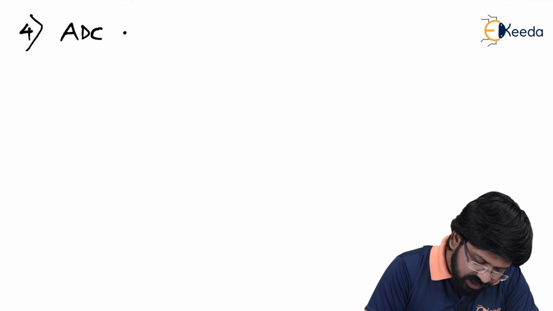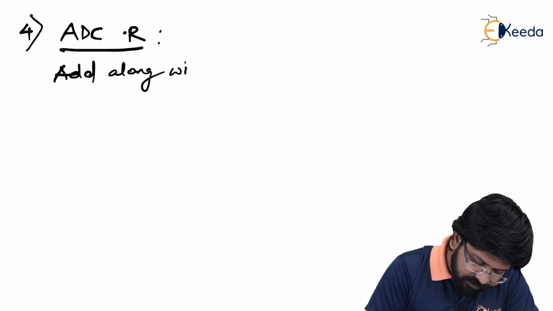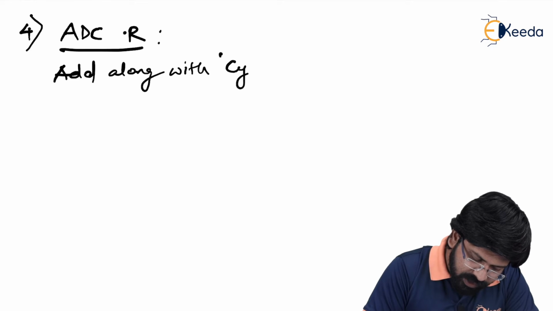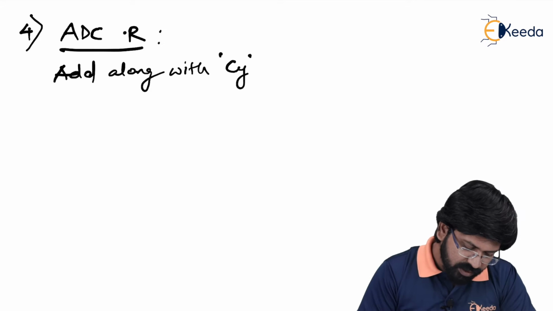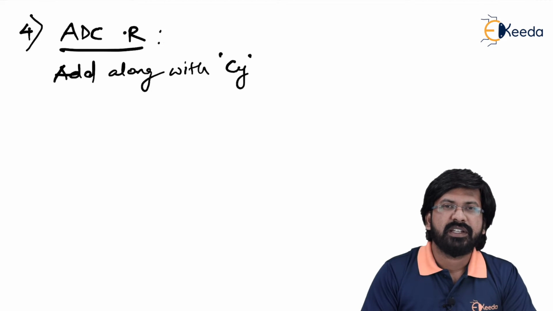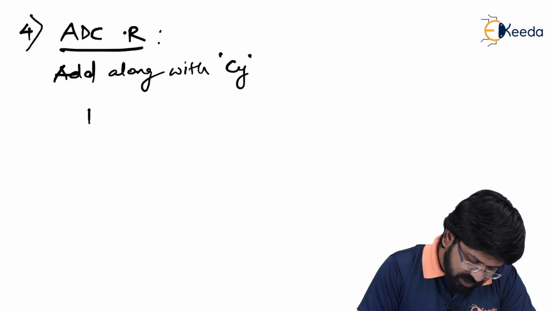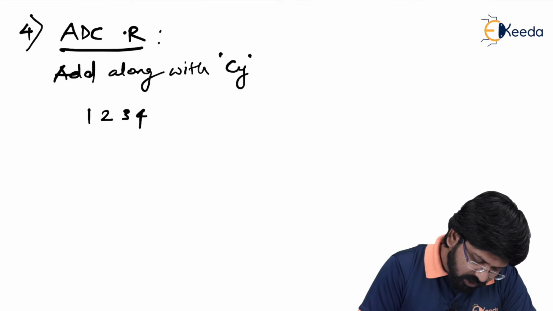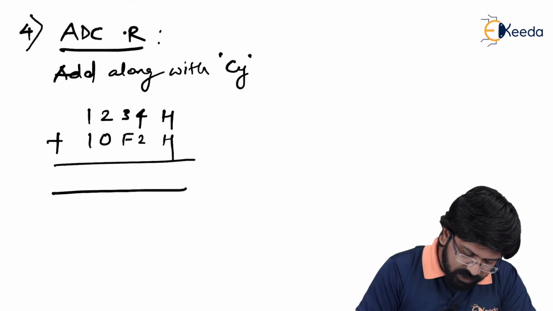Next instruction is ADC R. ADC stands for add along with carry. In fact, this is the carry generated by the previous stage, right? Suppose you are performing, let's say, a 16-bit addition. Let's say 1234 hex, you are trying to add with 10F2 hex.